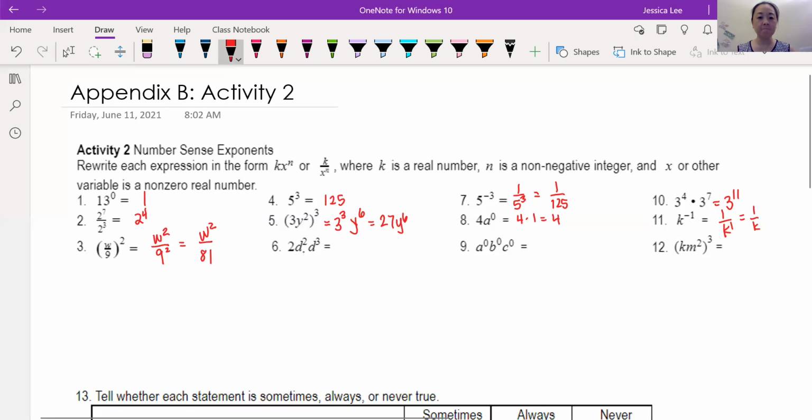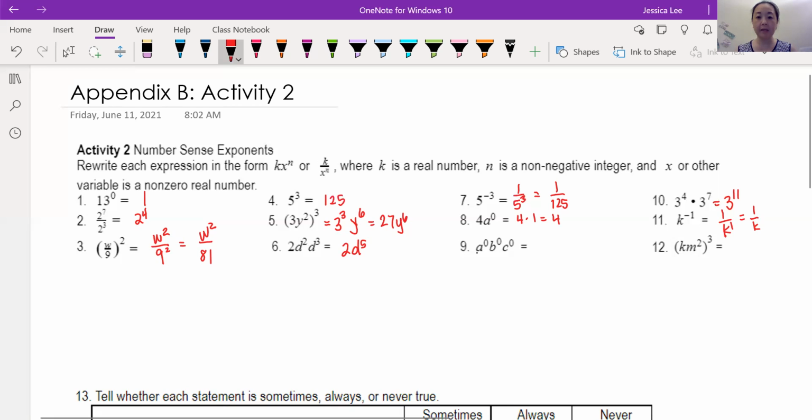And then here, not much to do. See, we have a d squared and a d to the 3rd power, right? Which means that's how many d's that we're multiplying? That's going to be 2 times d to the 5th power. And that's all we can do. And remember, this 2 does not have any exponents. So this squared does not apply to the 2 because, again, there are no parentheses.